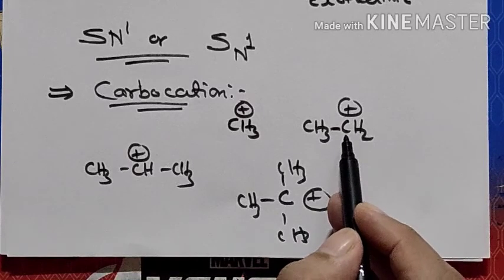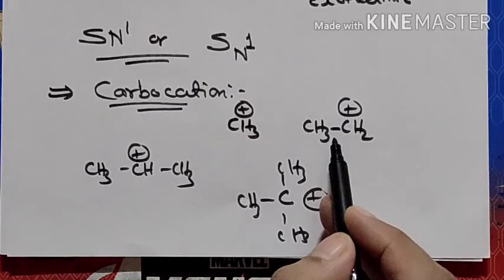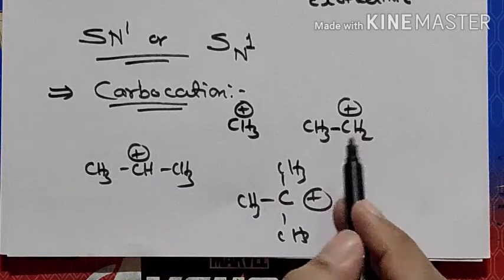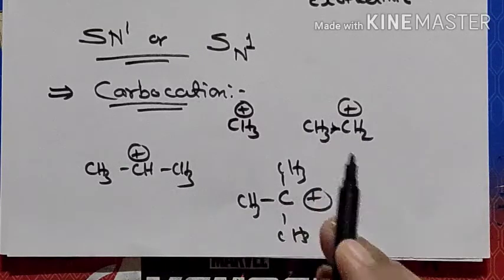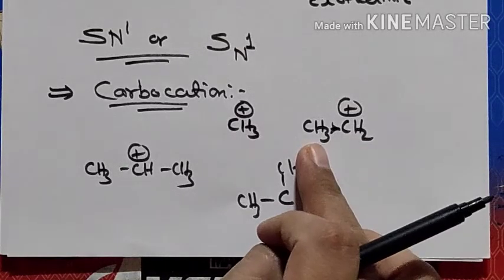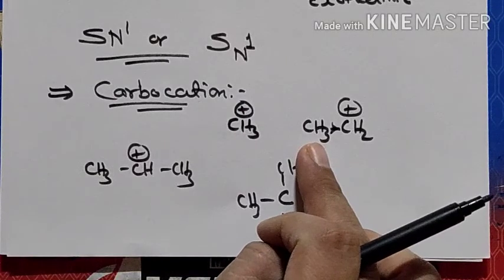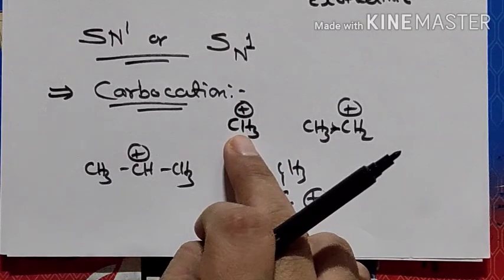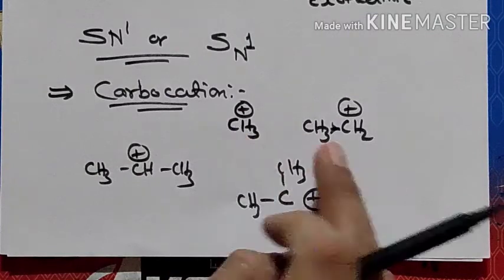So what is it going to do? It is going to accept that electron. And who is going to provide that electron? This methyl group is going to provide that electron. That means it has one friend who is going to provide him the electron. This fellow does not have any friend. Nobody is going to help him, right?